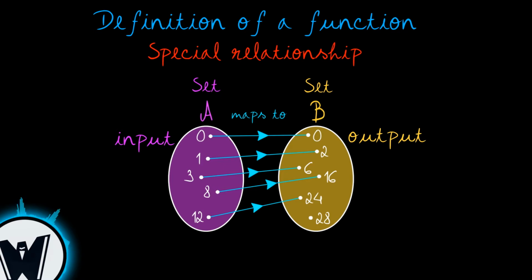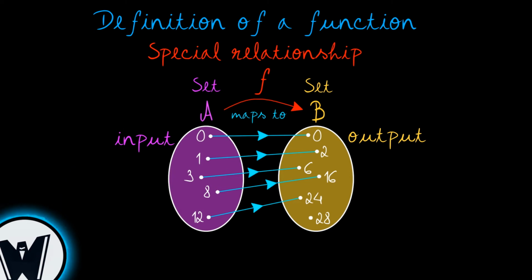Consider set A and set B. This special relationship states that a value of A must correspond to a unique value of B, being called a function of A in B. Let's call this relationship function f.